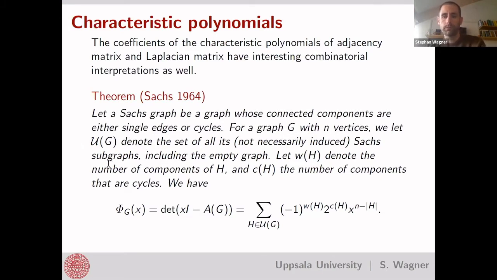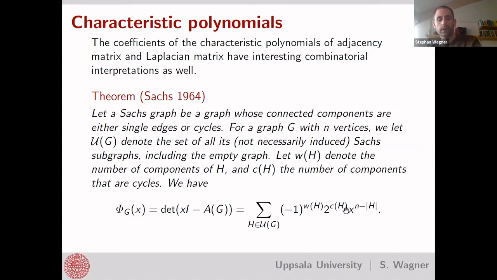They are not necessarily induced. So there's any graphs where the vertex set is a subset and the edge set is a subset, and this property is satisfied. So the connected components are either single edges or cycles. And then I need some notation, the number of components in H and the number of components that are cycles in H. And with all that, I can express the characteristic polynomial, which is this determinant x times the identity minus adjacency matrix, and express it as a sum over these subgraphs where each contributes a certain term, plus or minus sign, depending on whether it's an odd or even number of components.